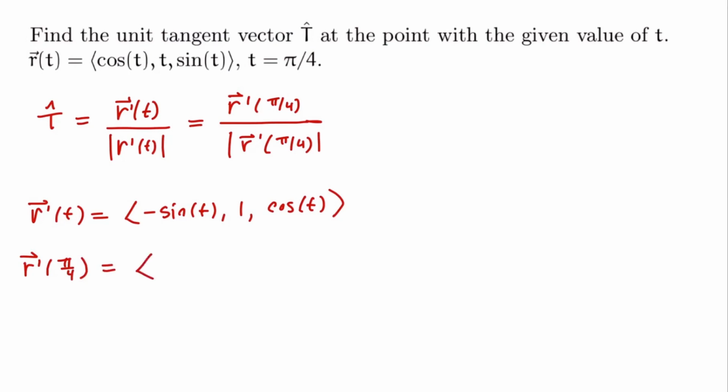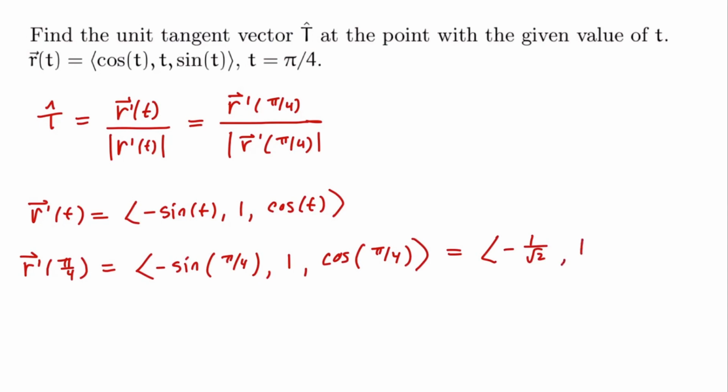So this is going to evaluate to negative sine of pi over 4. The 1 is just 1, there's no t to input. And then we'll evaluate cosine of pi over 4. We know sine of pi over 4 is 1 over square root of 2, negative in this case, or you can rationalize it, square root of 2 over 2. And then our y component is 1. And then the z component, cosine of pi over 4, is also 1 over square root of 2. So that's our r prime at pi over 4.